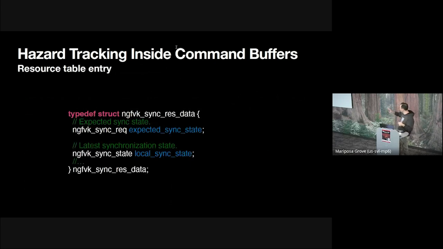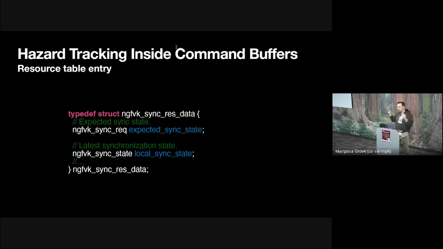There's a bunch of stuff, but the main two things are the expected synchronization state and the resource's local synchronization state, which I already mentioned. And so again, expected synchronization state basically just says, before running this command buffer, please make sure that such and such accesses within such and such pipeline stages do not need to be synchronized with respect to this resource. And if you think back a couple slides, that is exactly what a sync request is. That's why we express the expected synchronization state as a sync request.